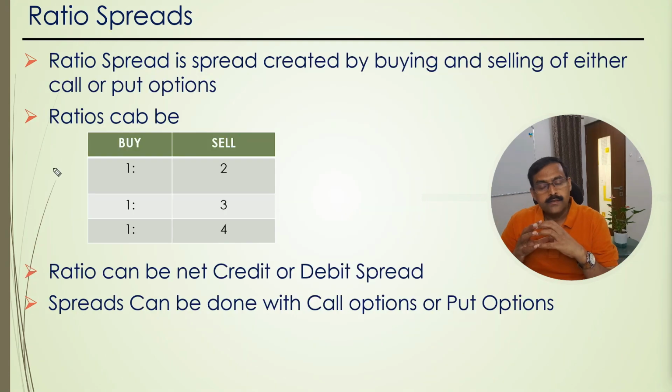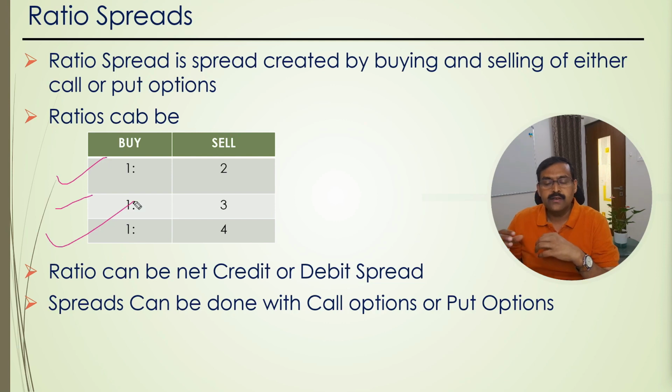The ratio spread can be created by buying and selling the same option type at different strike prices, in different proportions of quantities. The ratio can be 1:2, 1:3 or 1:4.